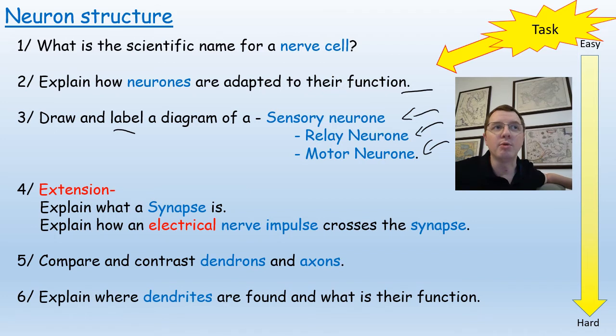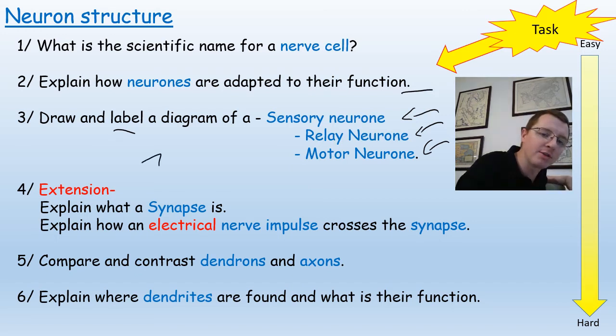We need to label the myelin sheath in the sensory neuron. A relay neuron only really has dendrons and very short axons, and a motor neuron will have only dendrites. It doesn't have a dendron beforehand, and it has a very long axon afterwards, again insulated by myelin sheath.